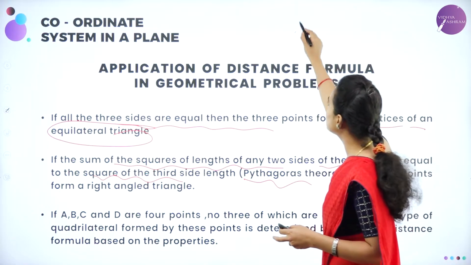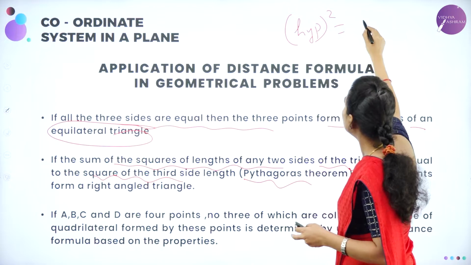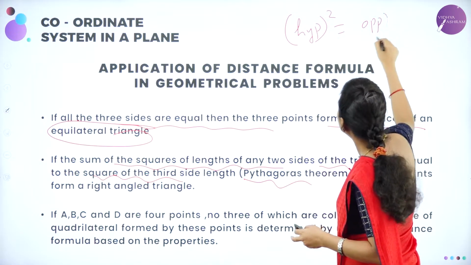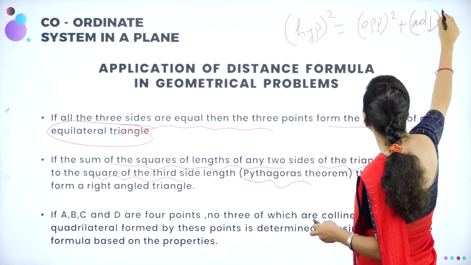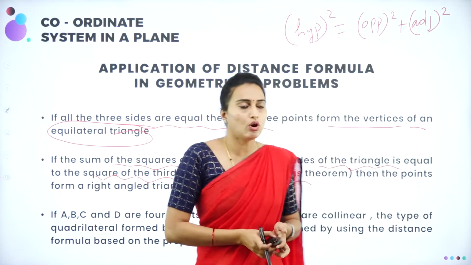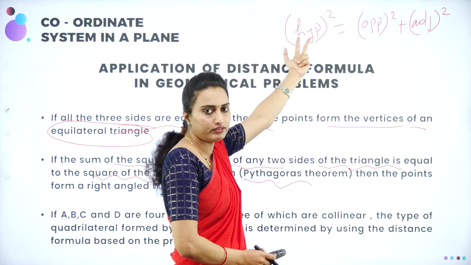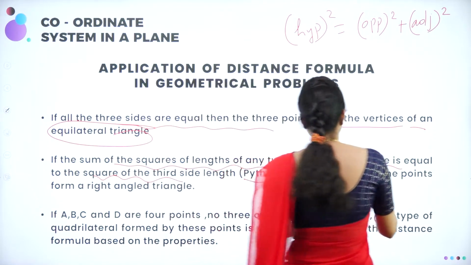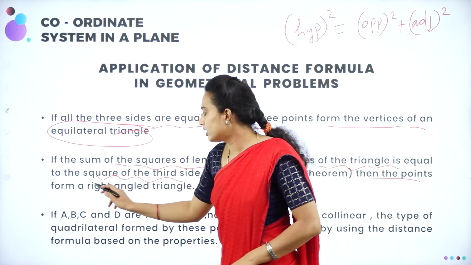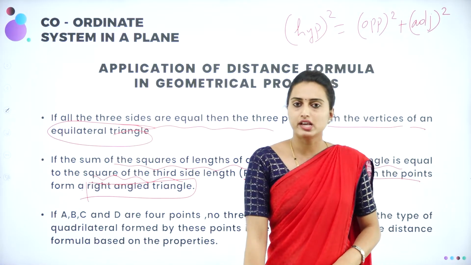What is the Pythagoras theorem? Hypotenuse squared is equal to opposite squared plus adjacent squared. That's what we have here. See, the sum of squares of the two sides is equal to the square of the third side. Then the points form what? A right angle triangle. It will form a right angle triangle.